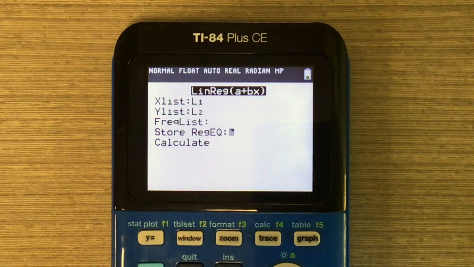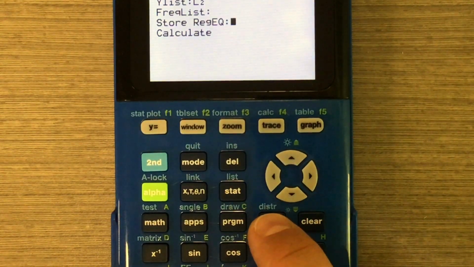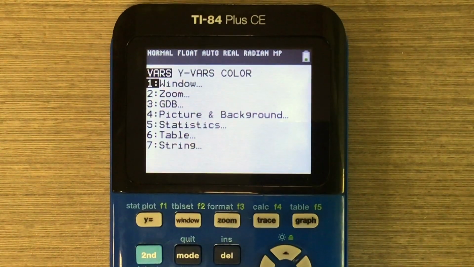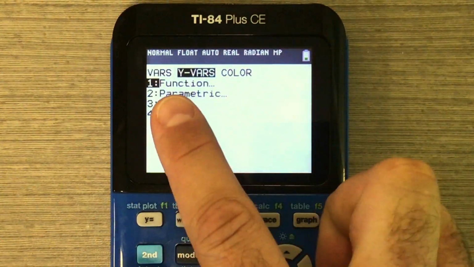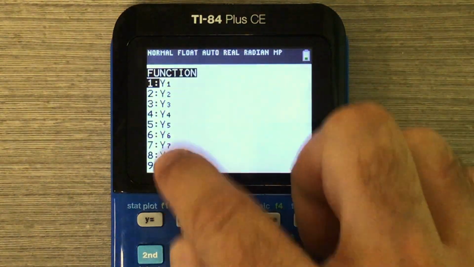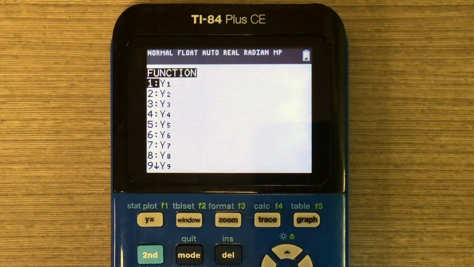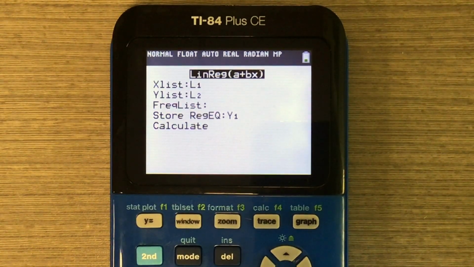To actually store it, you would hit the vars button, standing for variables, and we would arrow over to yvars and click function, number 1 there. And you can store it in any of these. I always just choose y1 right there. And so now when it comes up with the equation of the line, it actually will then store it there as well, which will be helpful in the future. Right now, we don't really care that much. And then I'll go ahead and hit calculate.